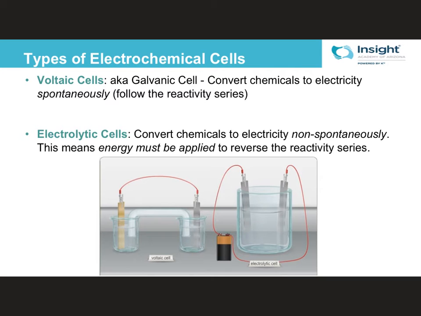So there are two major kinds of electrochemical cells, or types of electrochemical reactions. You've got your voltaic cells, sometimes also referred to as galvanic cells, and these will convert chemicals to electricity spontaneously. So on their own, you don't need to input any energy. Whereas electrolytic cells can convert chemicals to electricity, but it's non-spontaneous. That means you have to input some sort of energy. That's why an electrolytic cell always has a battery or a power source shown in it, whereas the voltaic cell does not.